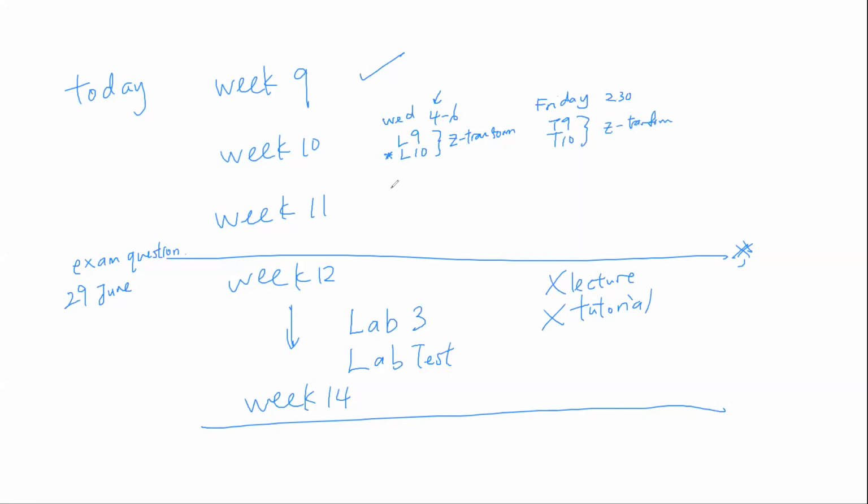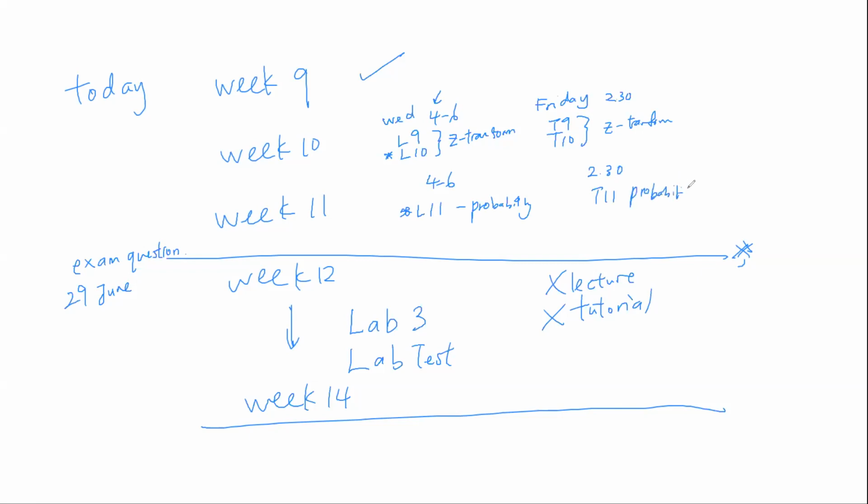Then on week 11, Wednesday, 4 to 6, we will just have lecture 11. This is the last one already, on probability. And this probability is a very simple one. It's a very fundamental probability. Quite awkward to be put in this module actually. Then 2:30, we'll do tutorial 11, which is on probability.